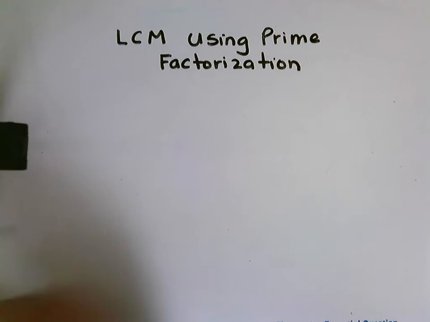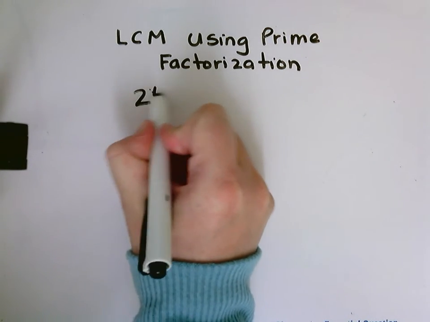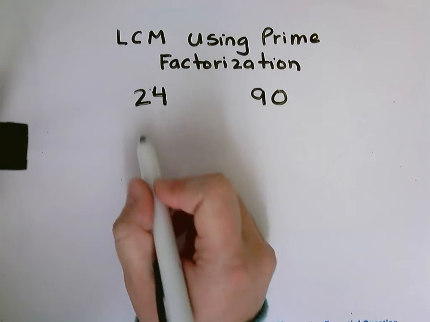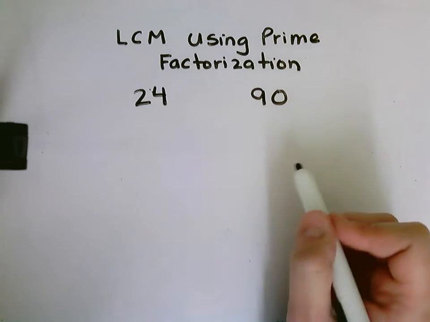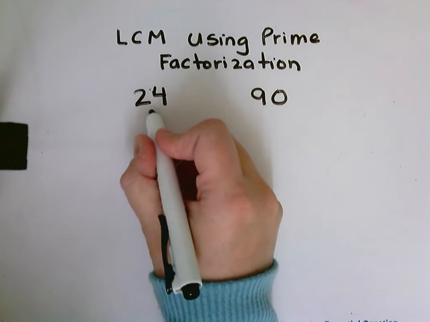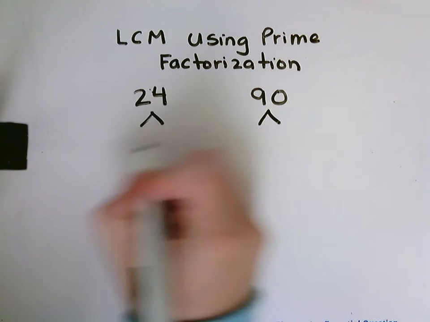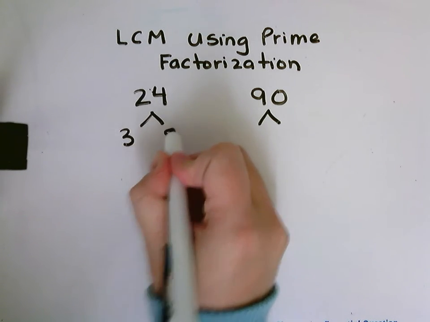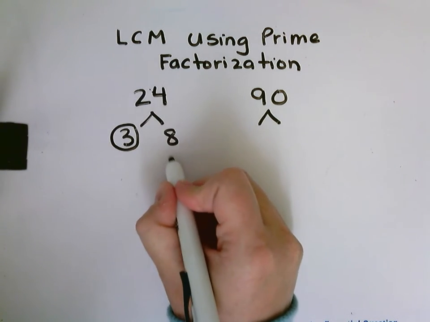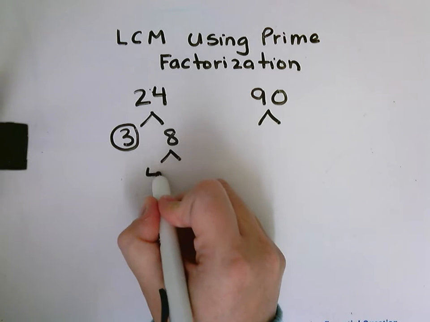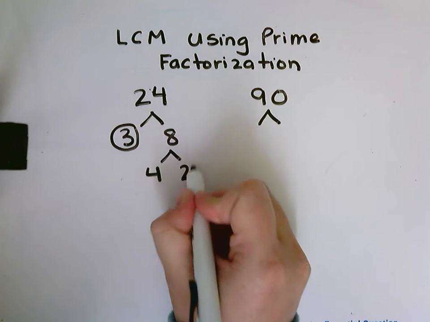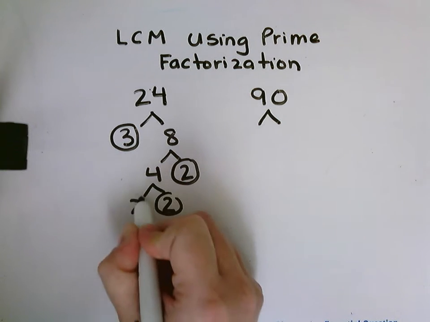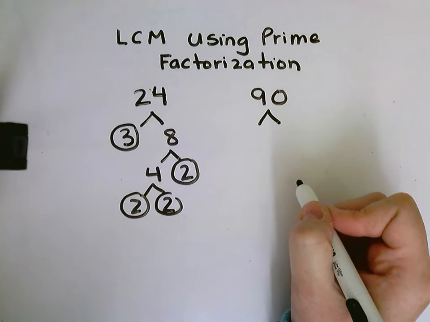This time, let's try 24 and 90. Again, these are larger numbers that I would not want to make a list of counting by 24s and counting by 90. So we're going to find the prime factorization of each. So prime factorization of 24, I'm going to use 3 and 8. 3 is prime. I need to keep breaking down my 8. 4 times 2, 2 is prime. 2 times 2 is 4. There's all my prime factors for 24.